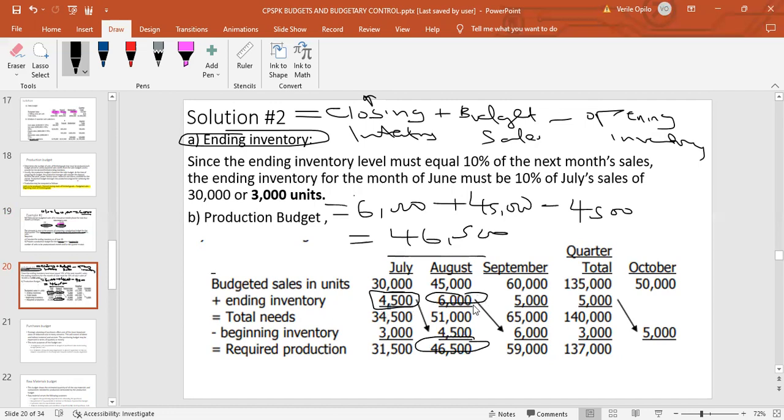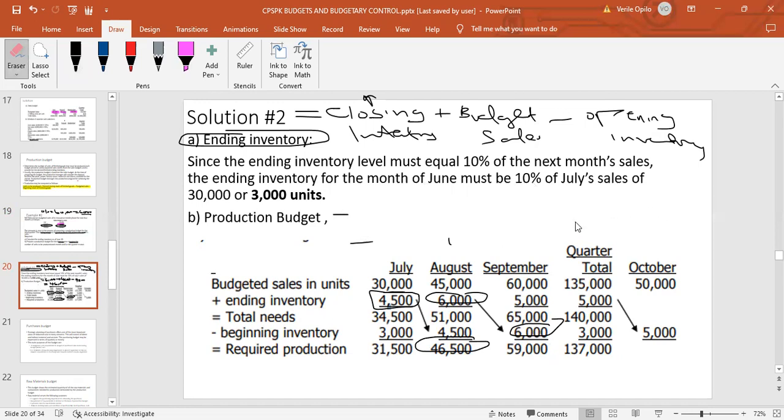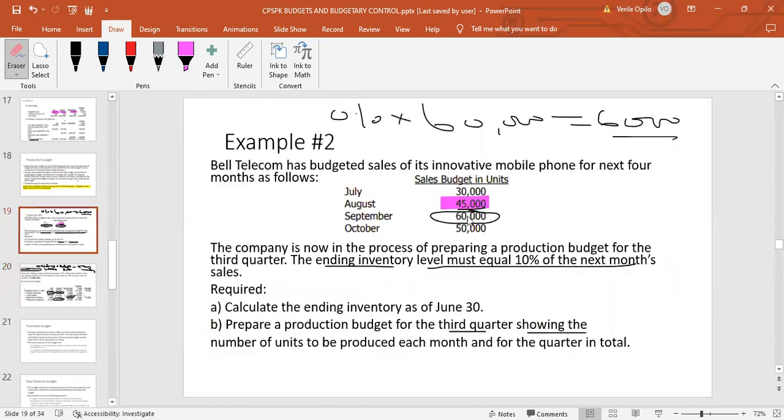Then the closing inventory in August is going to be the opening inventory in September. So in this case, again, we do the same. So now we check for September, how much does the business intend to have as closing inventory? So for September, we want to produce 60,000 units, and the closing inventory should be 10% of what is to be sold in the month of October. And in the month of October, the company's intention is to sell 50,000 units. So we're supposed to close off with 5,000 units.